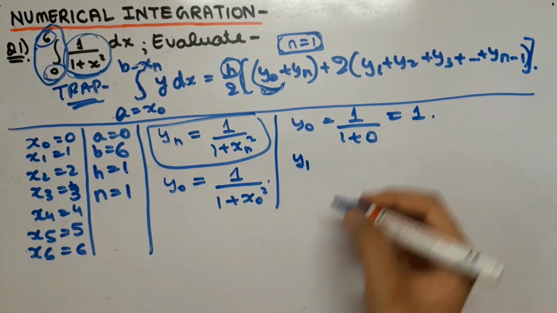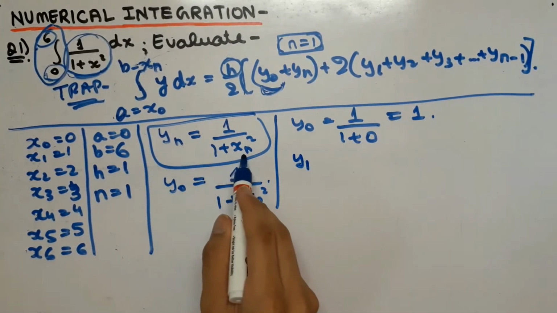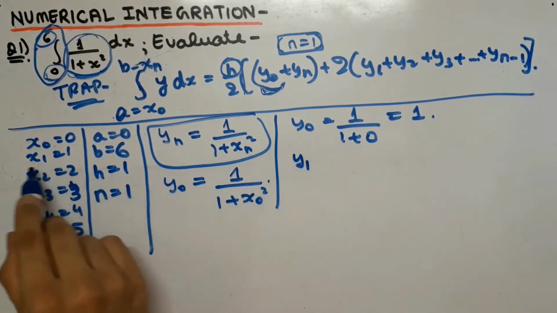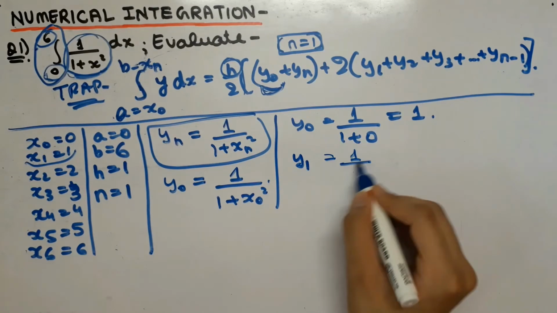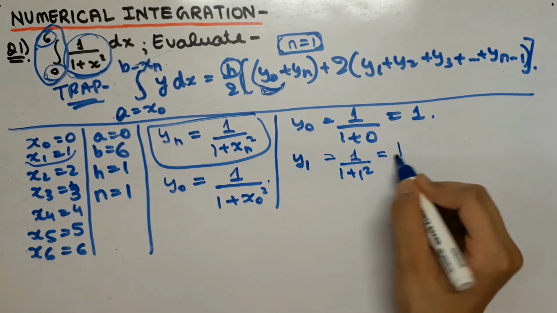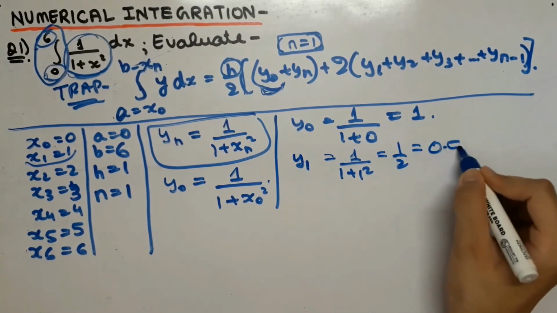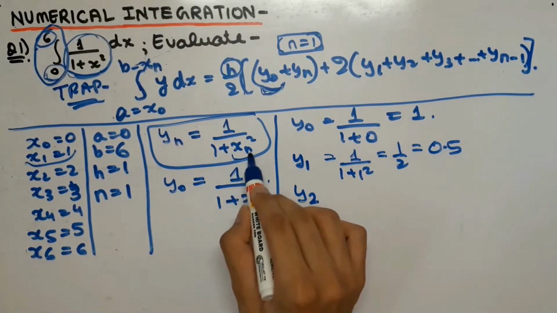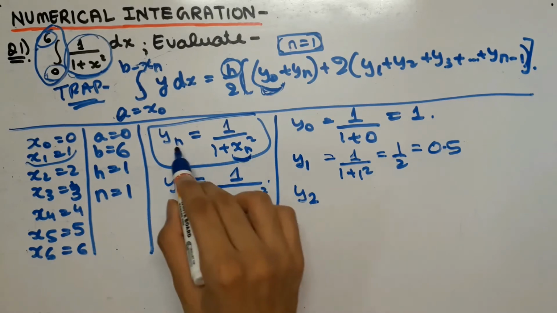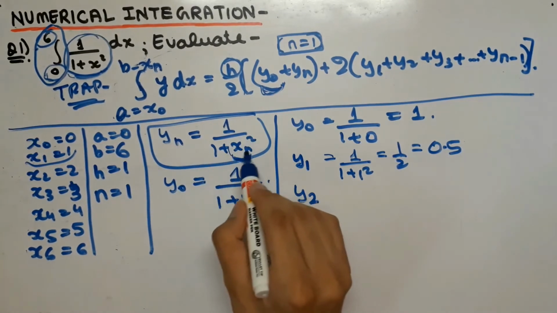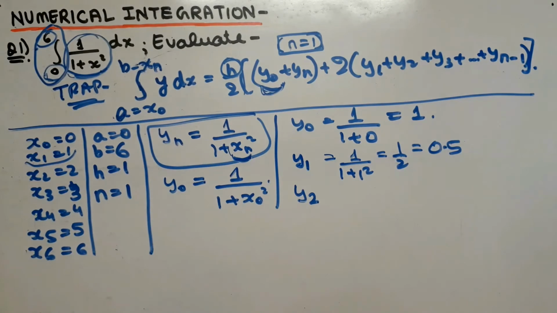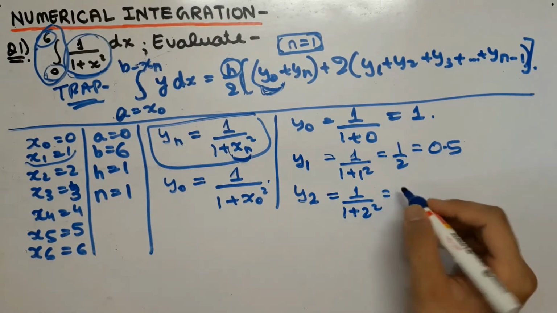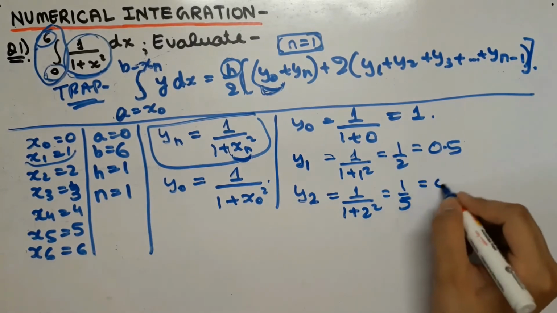Now similarly for finding y1, we will put n is equal to 1, and so we will need to put the value of x1 over here. Now we know that the value of x1 is 1, so this will come out to be 1 upon 1 plus 1 square, that is 1 by 2, which is 0.5. Now similarly we will find y2. We will put n is equal to 2, so over here we will get x2, and we know that the value of x2 is 2, that is 1 upon 1 plus 2 square, that is 1 by 5, which is 0.2.